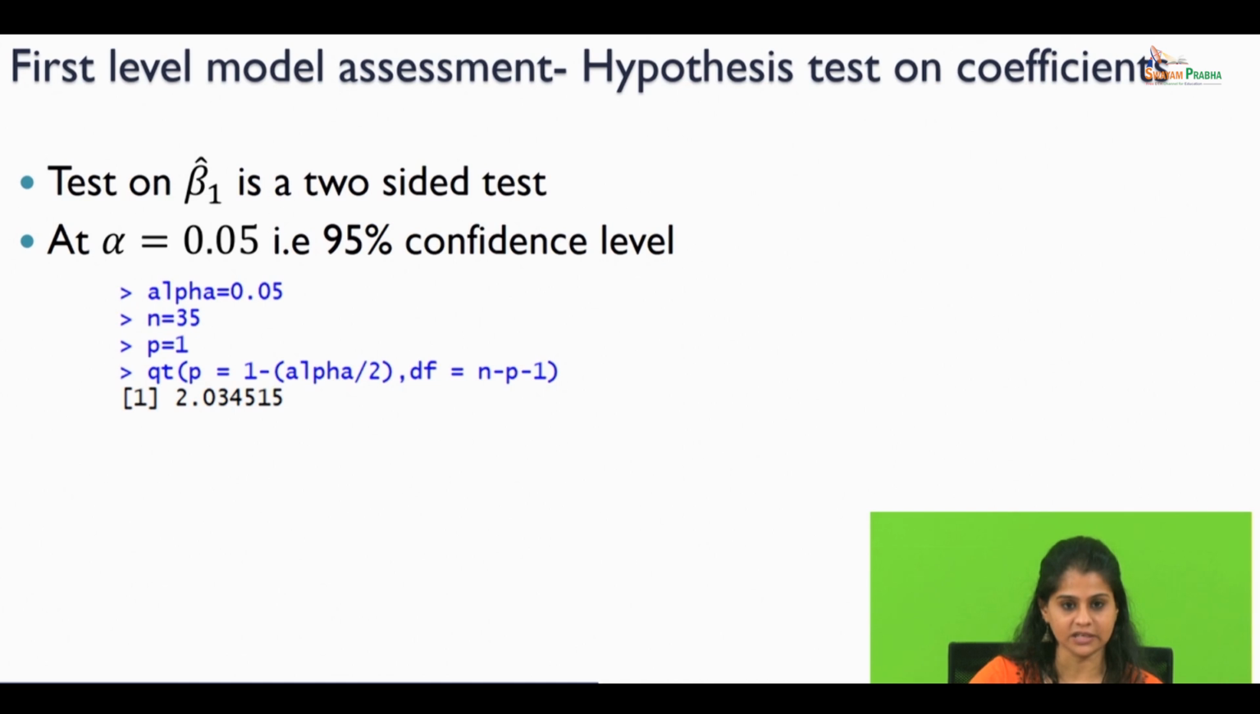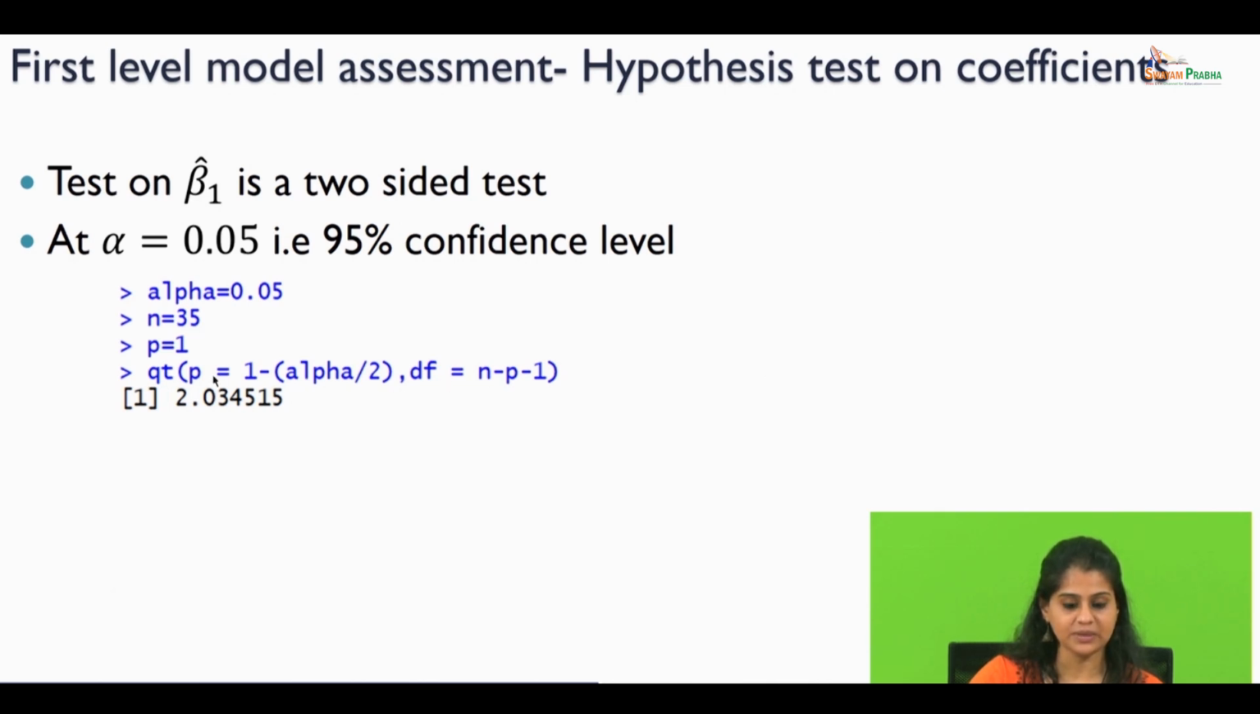Now in this case I have 35 observations. P becomes my number of independent variables. Here I have only one independent variable. So now we know from the statistics module how to compute the quantiles for a t distribution. Now I give p equal to 1 minus alpha by 2 since it's a two-sided test, and the number of degrees of freedom are given as n minus p minus 1. So this command is inbuilt in R.